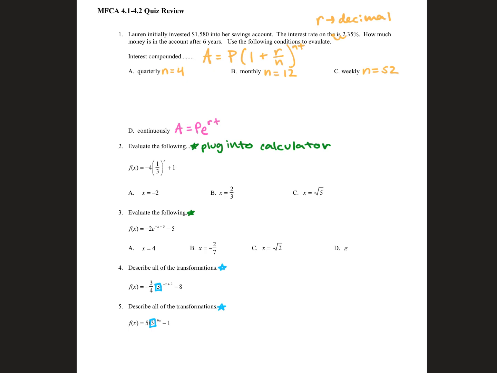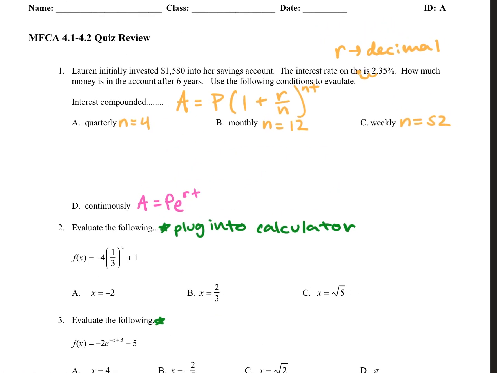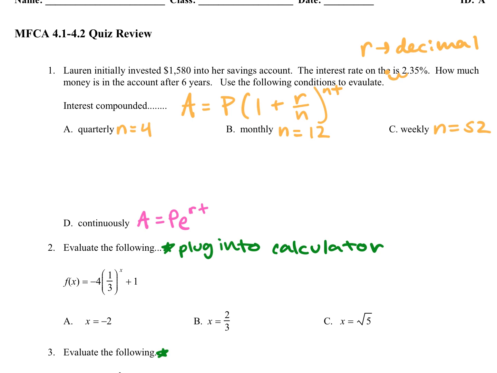All right, first types of questions we have are the interest questions. It says Lauren initially invested $1,580 into her savings account. The interest rate on this is 2.35%. How much money is in the account after 6 years? Use the following conditions to evaluate. So let's solve when it is quarterly.